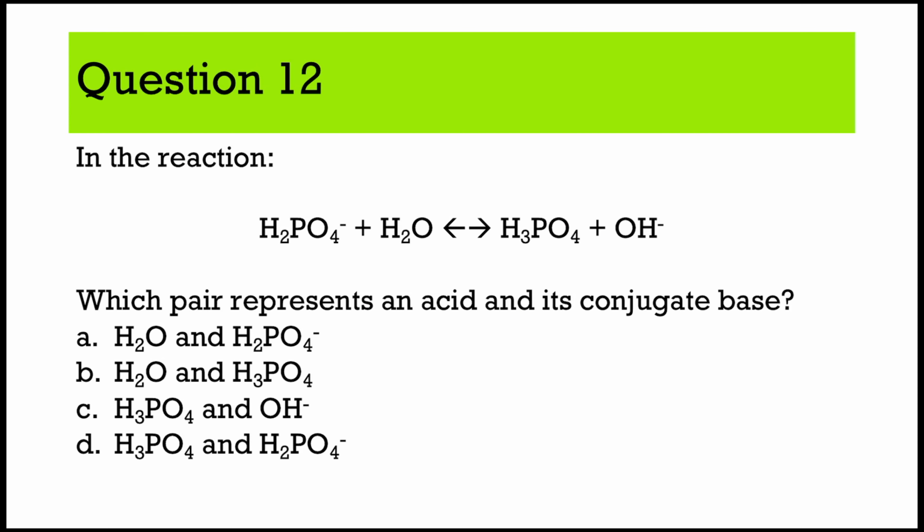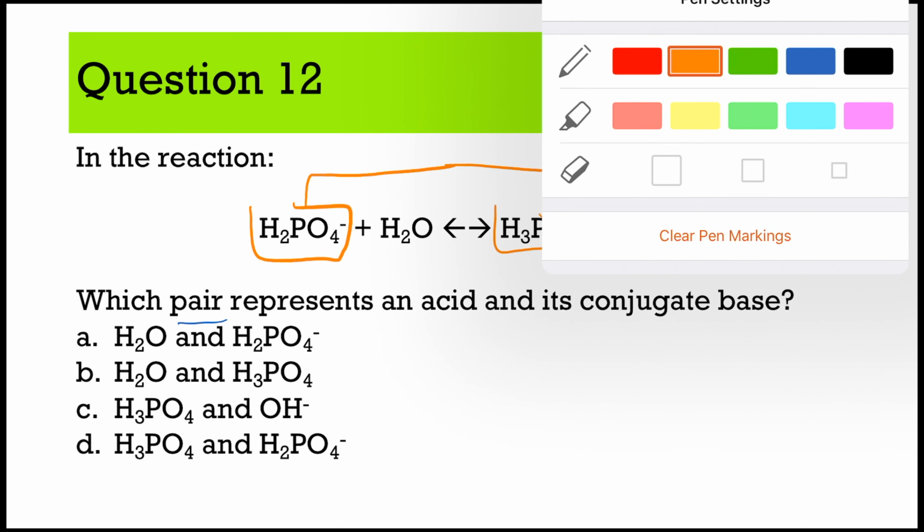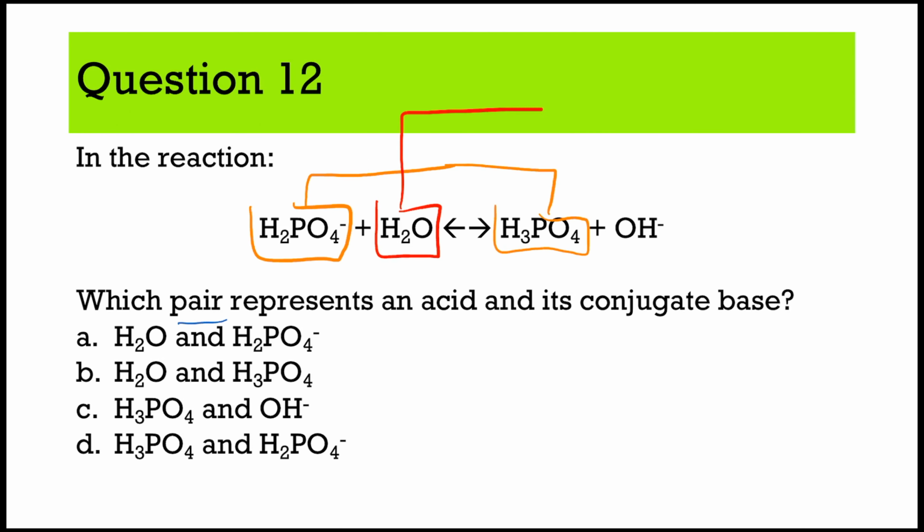Lastly, number 12. Again, you want to find that pair. So this is one pair, and this is a pair. And then that's your other pair. So you have H2PO4 and H3PO4 as one pair, and then H2O and OH as the other pair. So again, when you're finding pairs, you want to find things that are similar to each other. And that knocks out A, B, and C, leaving D as the only answer.